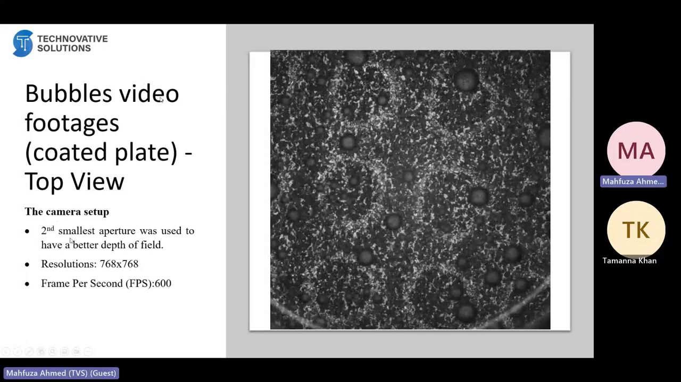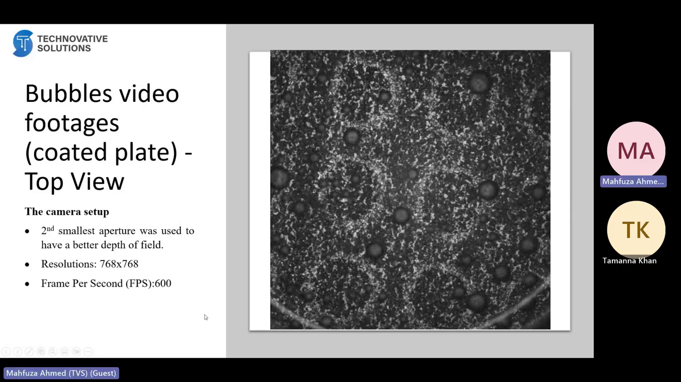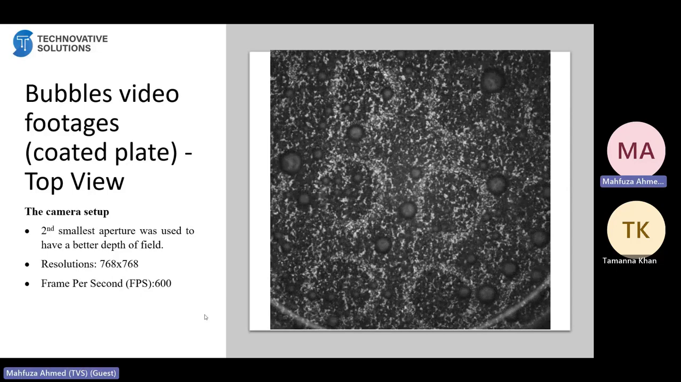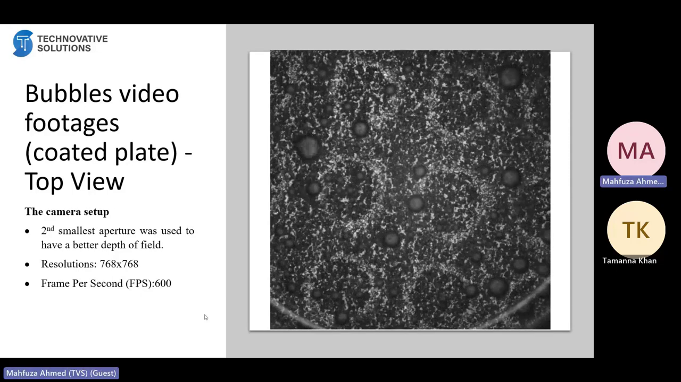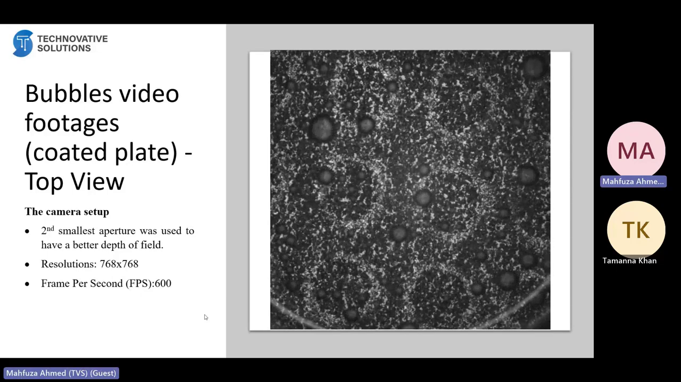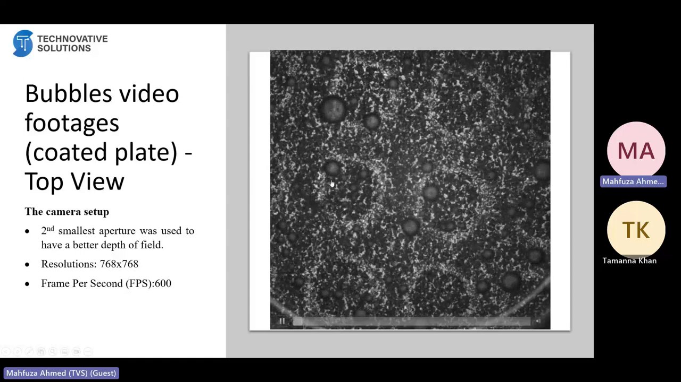So yeah, this is the bubble video footage for the coated plate, and again for the top view setup. Let's play the video. You see here as well, the bubbles are generating and rising. But we really can't see any nucleation site clearly.